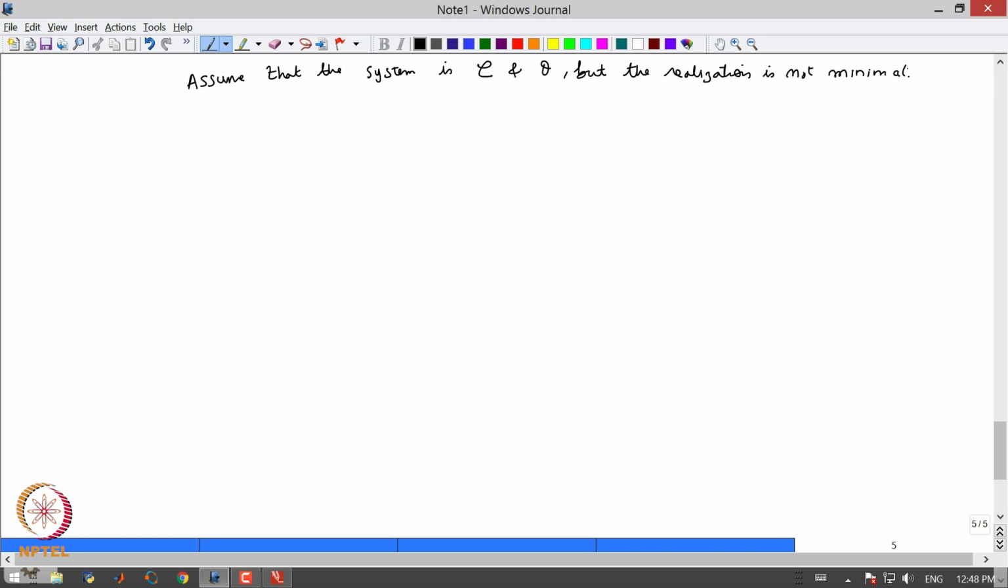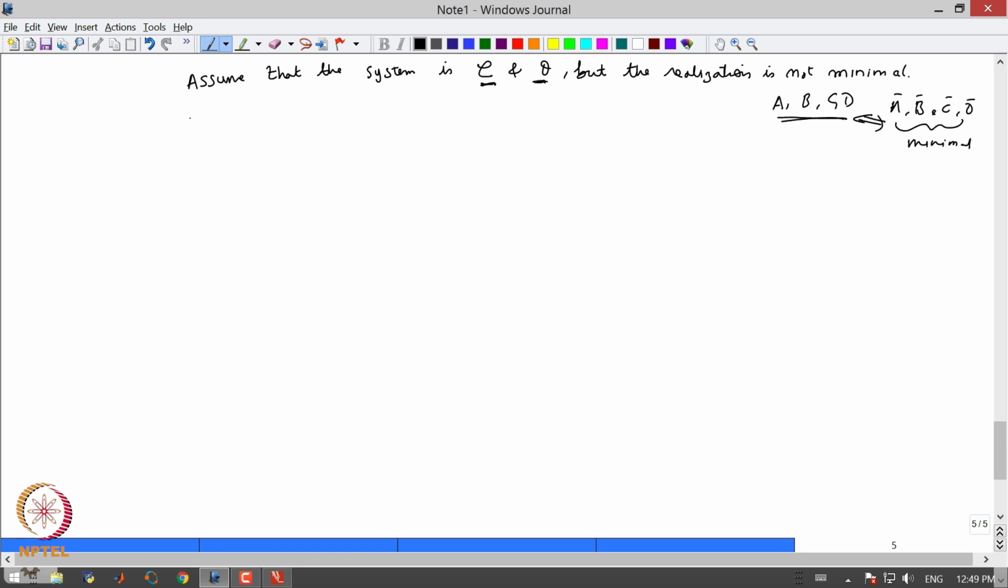Okay, so what does this say? I assume that when the system is both controllable and observable, I can find a realization A, B, C, D that is not minimal, which means there exists some other A bar, B bar, C bar, D bar that is actually minimal, and then we will show that these two are actually the same. That there cannot be a realization which is more minimal than this one.